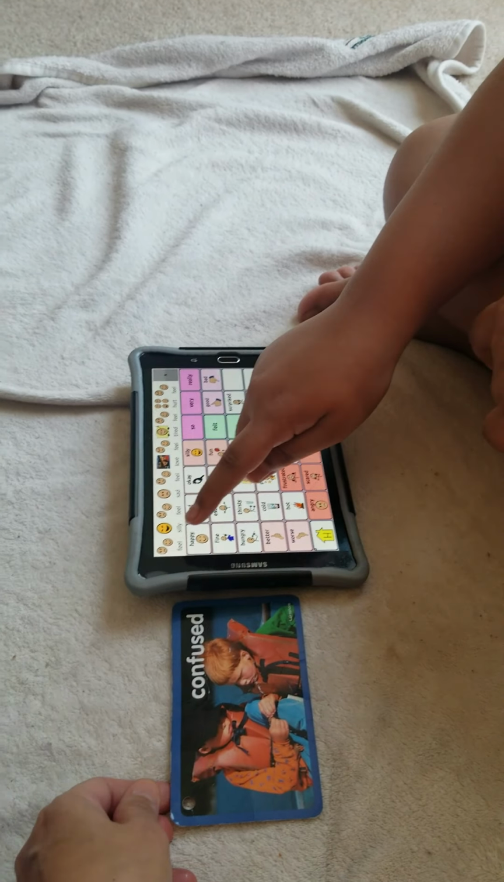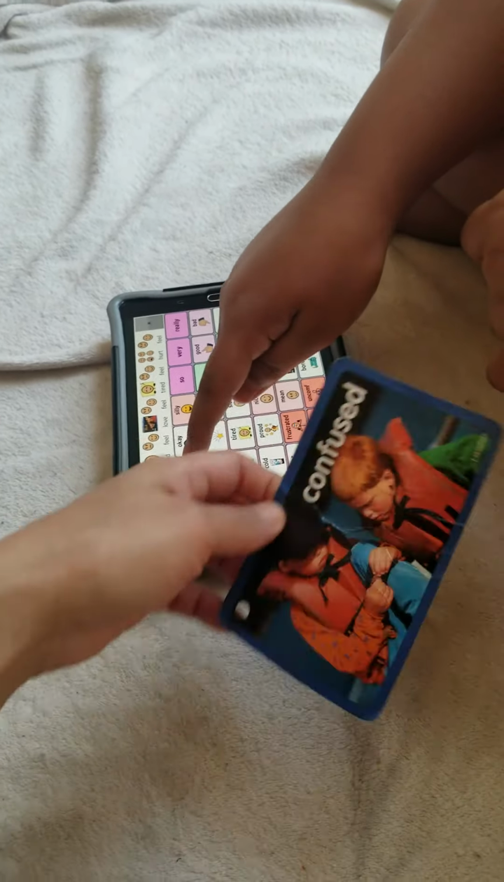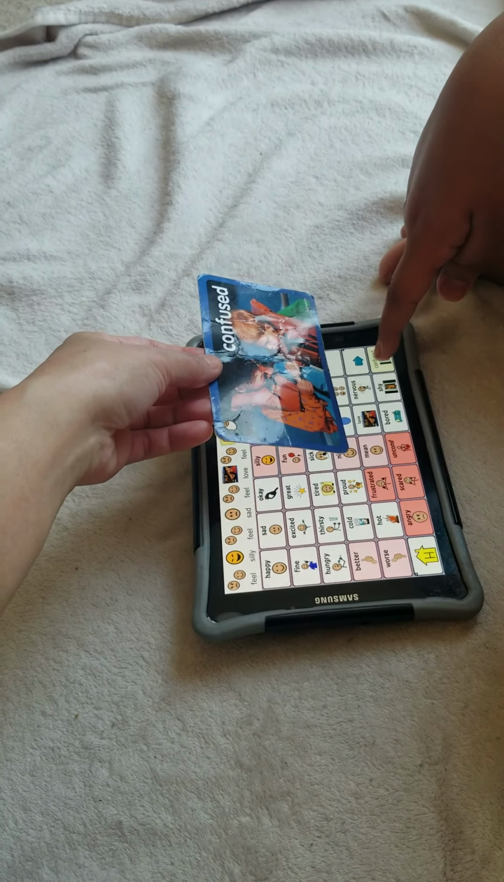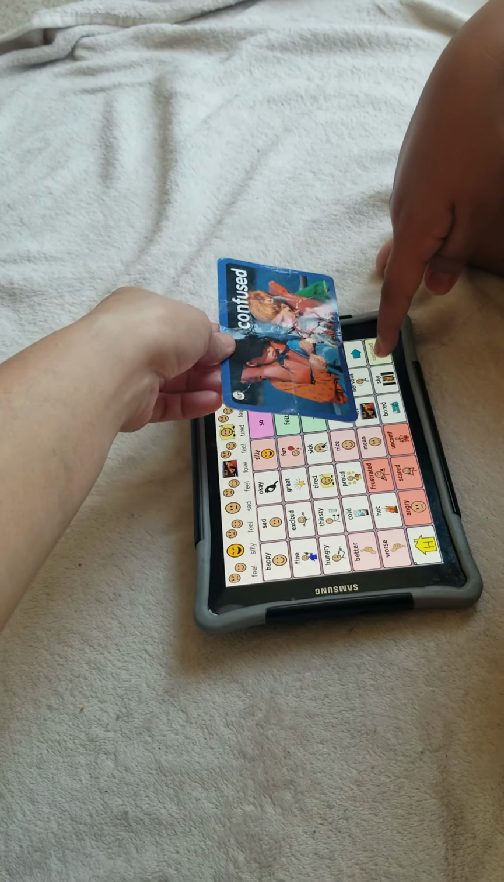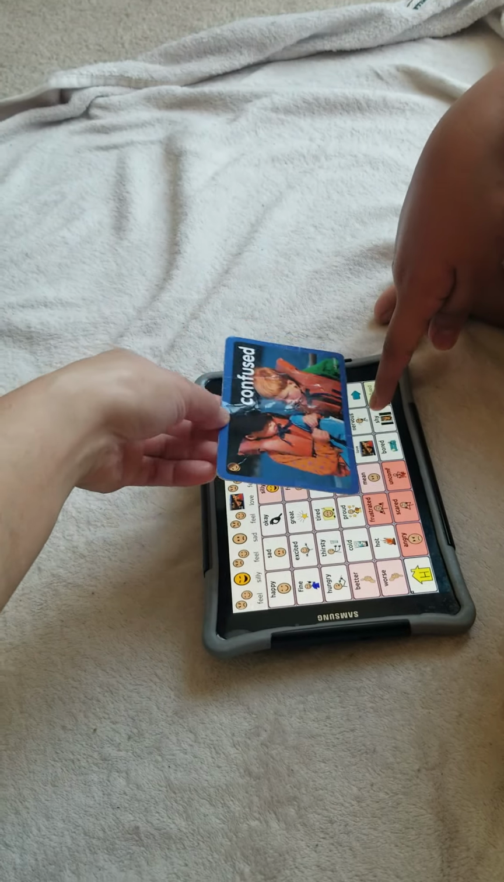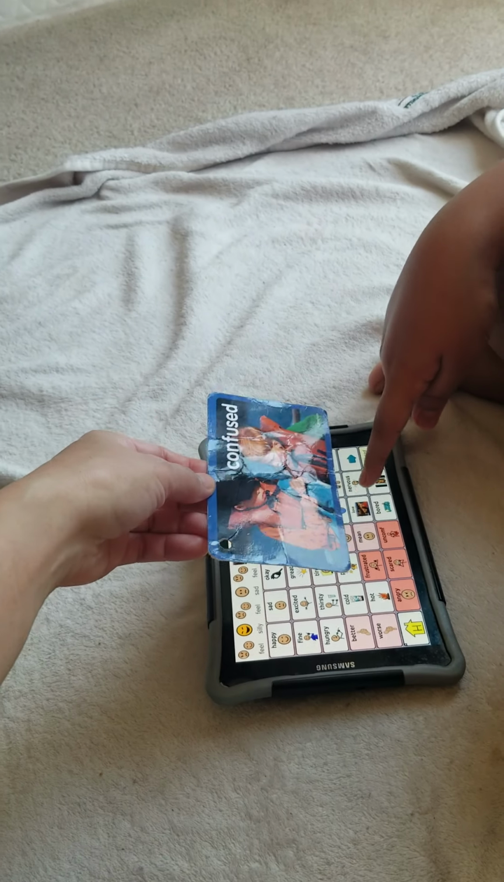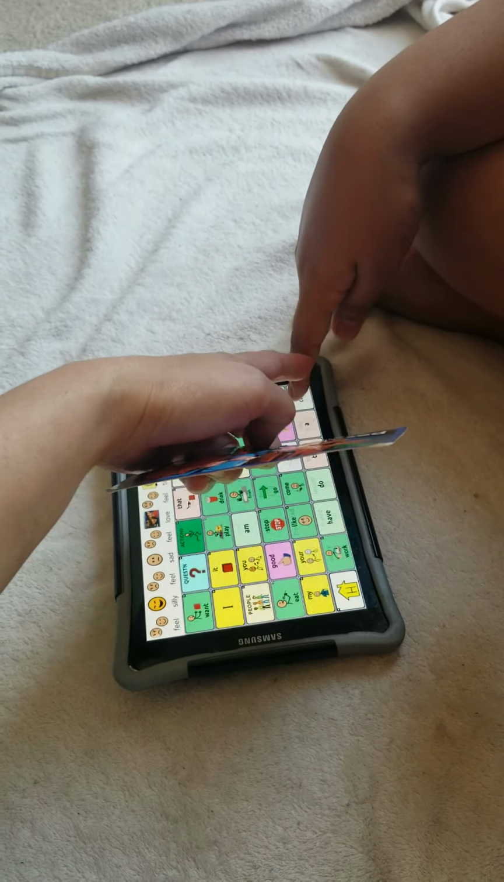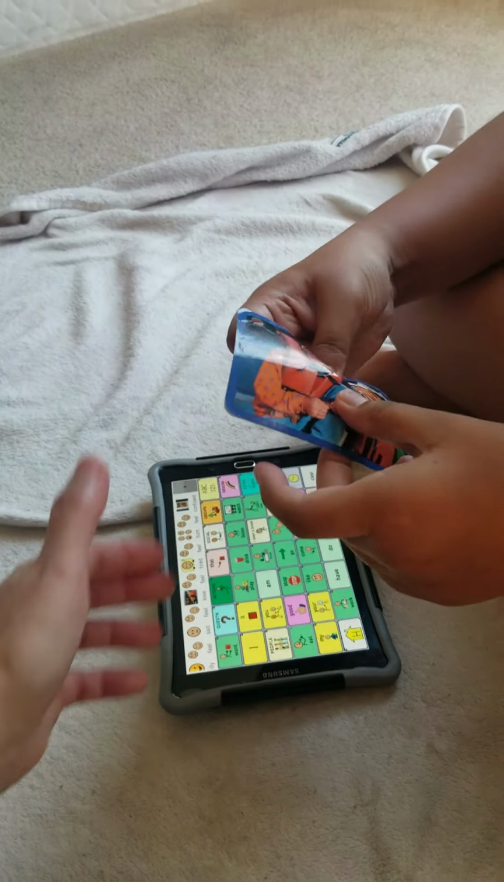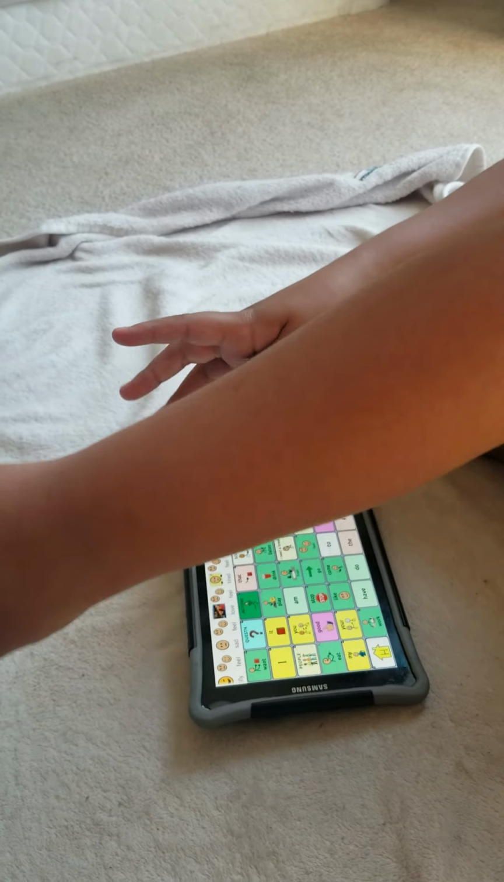How about this picture? How do you think the boy is feeling? Over there. Is he confused? Over there. No, this one. Confused. Yeah, they both are confused.